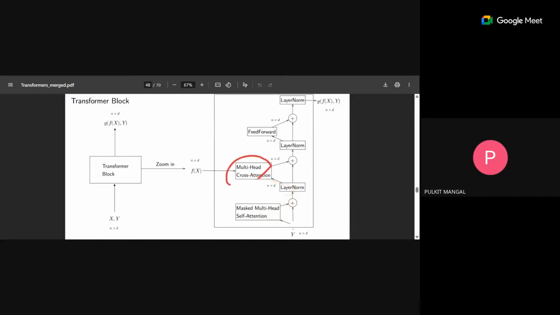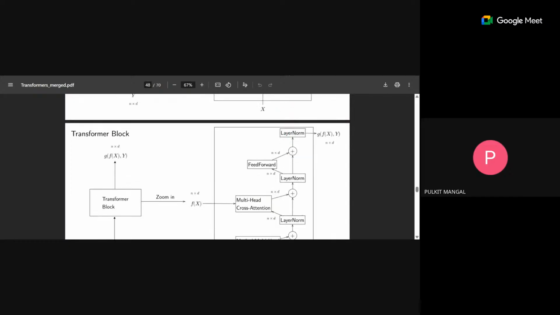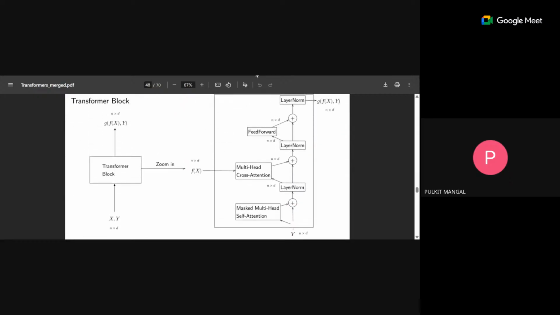Then one more block will be added here, that is multi-head cross attention. This is the part where it gets input from the encoder block. Then it again passes through the skip connection, layer norm, then the feed forward neural network, then again layer norm, and that will be the output of your one transformer block. So two things were changed here: instead of the simple multi-head self-attention, we had the masked multi-head self-attention, to prevent leakage from future tokens, and we had multi-head cross attention to get the context from our encoder block.